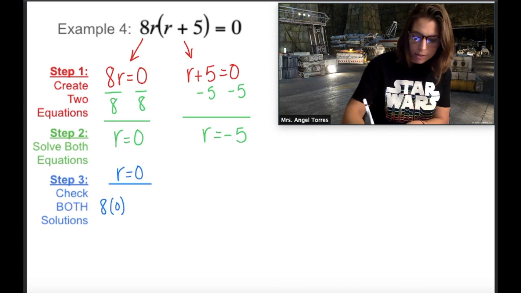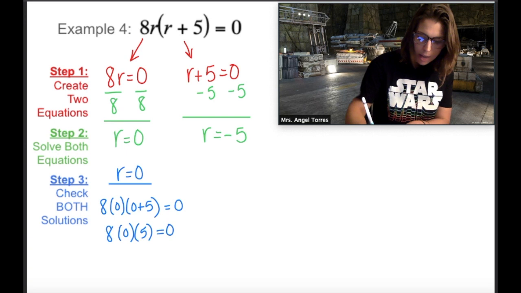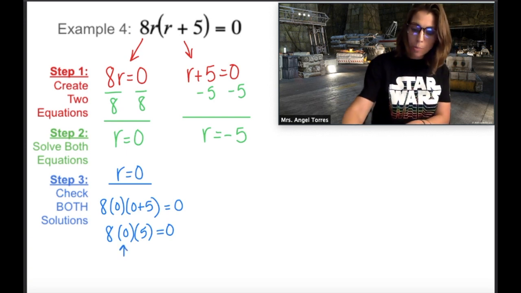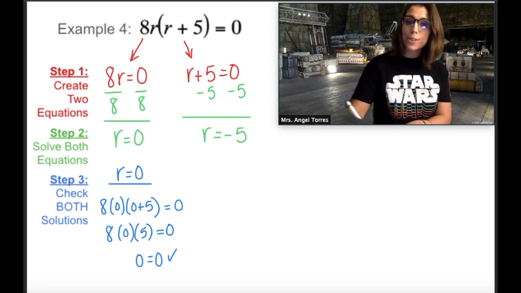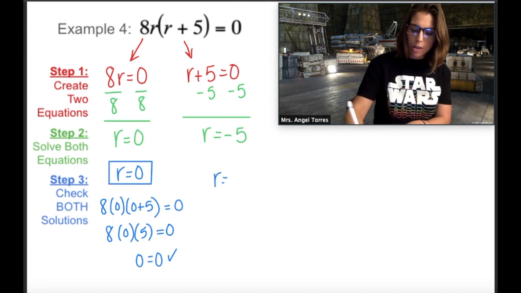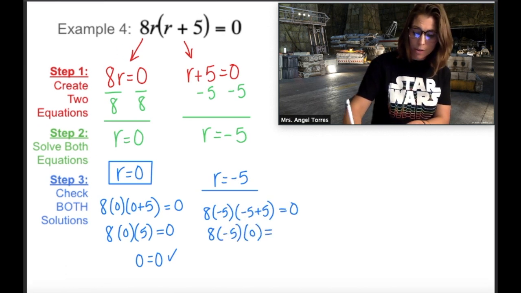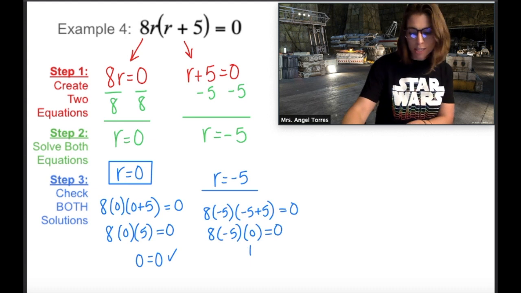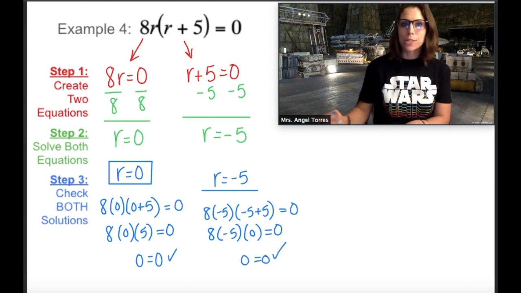8 times 0 times (0 plus 5) equals 0. That's 8 times 0 times 5 equals 0. Because this is a zero product, by the zero product property, this is true, and 0 is a solution. Now let's check r equals -5. 8 times -5 times (-5 plus 5) equals 0. That's 8 times -5 times 0 equals 0. Because I've got a 0 in the product, by the zero product property, I know that -5 is also a solution.